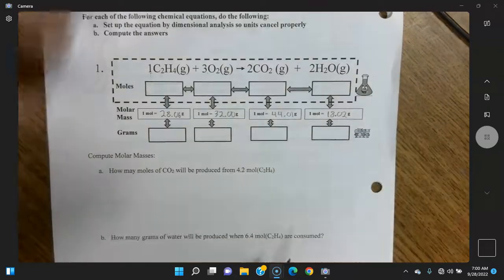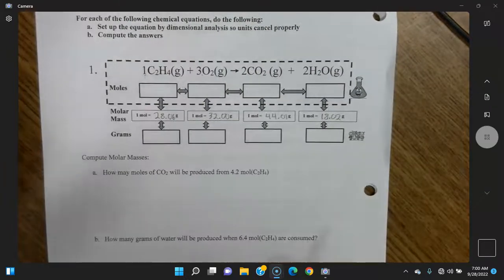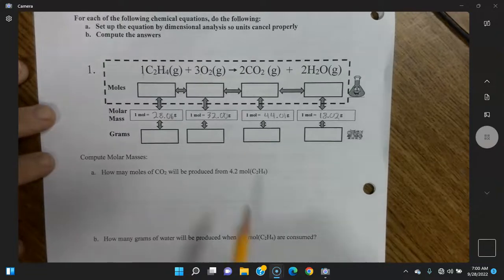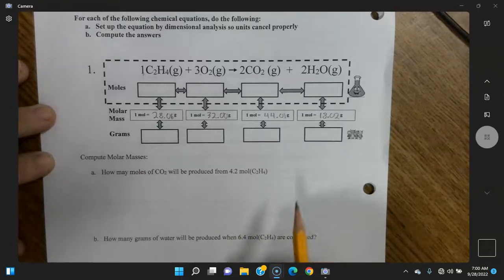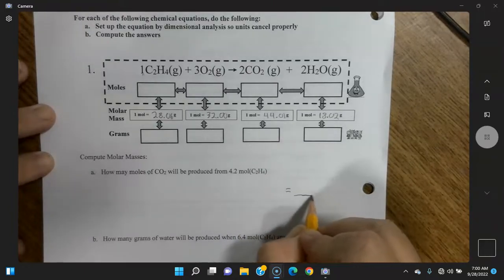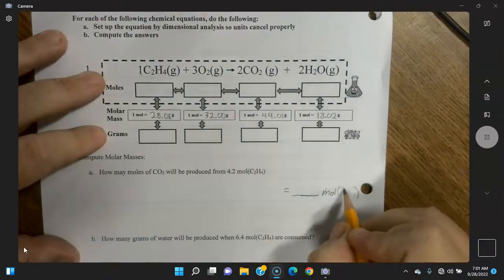Okay, so now we're ready to get started on this. So follow the steps. Okay, the steps are always the same on these. All right, so how many moles of CO2 will be produced from 4.2 moles of C2H4? So you always start off, what are we looking for? Where are you trying to go? So you want it over here, you're trying to find how many moles of CO2.